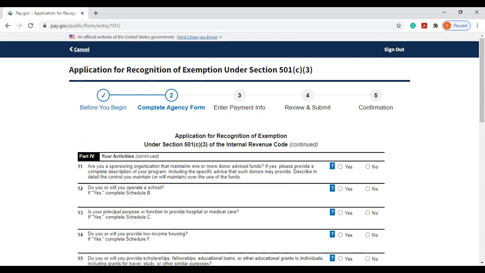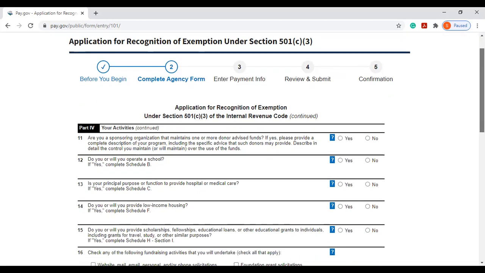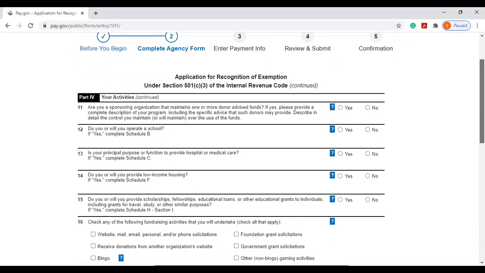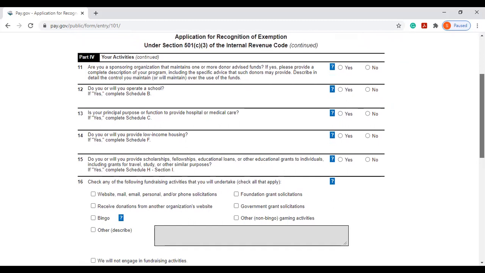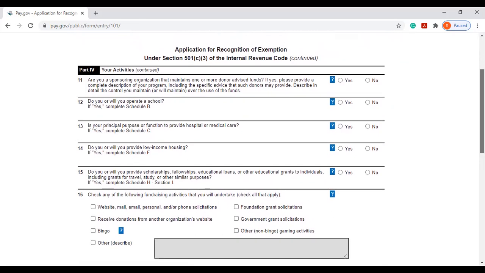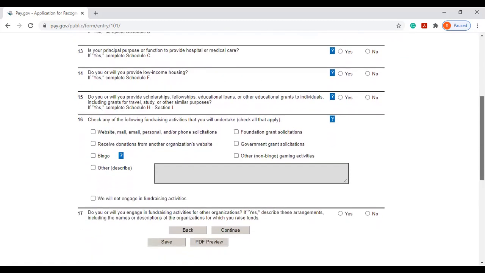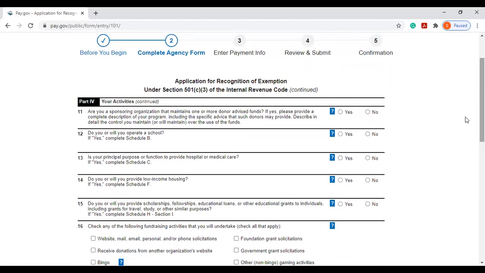Guess what? We're still on part 4. I told you part 4 is the heart of your application. That's why it's the longest part. This is the heart of your application. So let's go ahead and complete the next few questions. 11, what they call them? They don't call them questions, they call them lines. So line 11, line 12, line 13, line 14, line 15, line 16, line 17. So let's go ahead and do those.